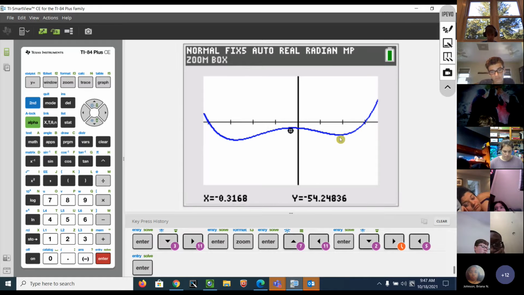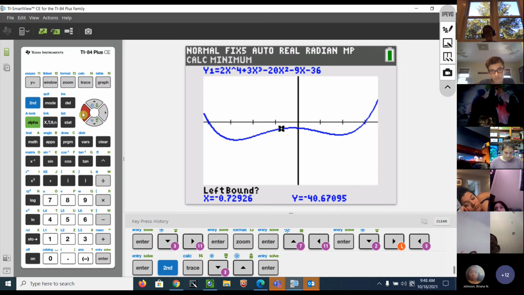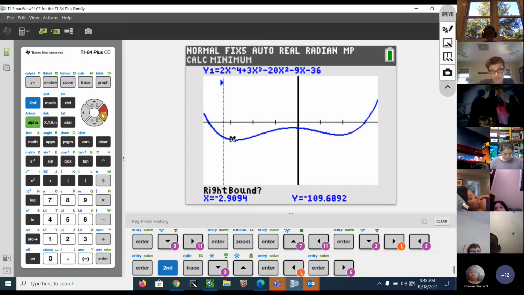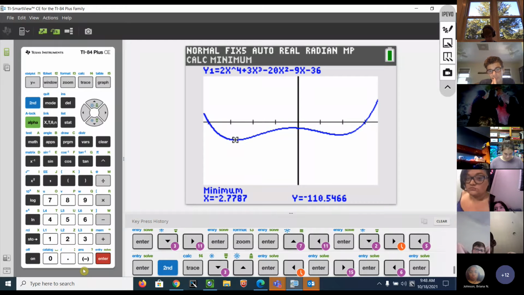So I'm going to find the min, max, and this is a secondary min, because this is your min right here. So that's your primary min, that's your secondary min, and this is your max. Excuse me. So second trace, I'm going to find my min. I'm going to go over here. Don't hold down the button. And there's my left and my right. It's right there. I got a min of -2.78, -110.55.